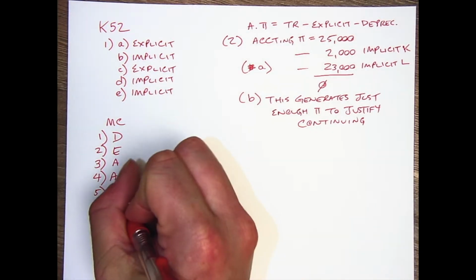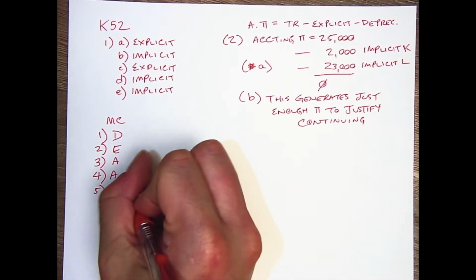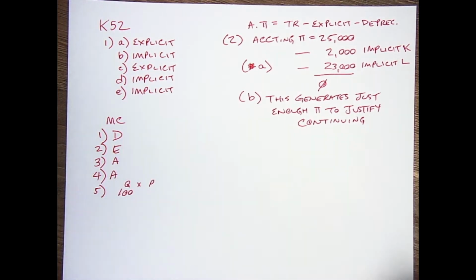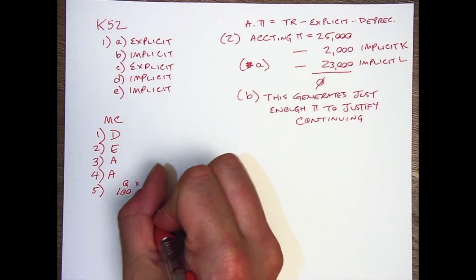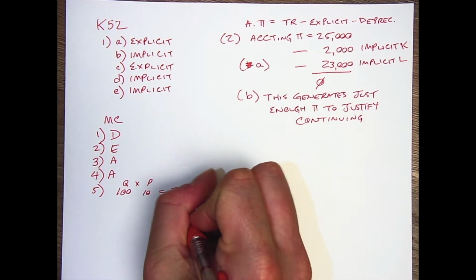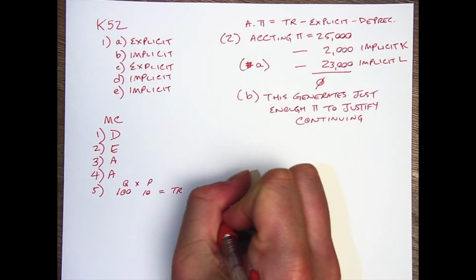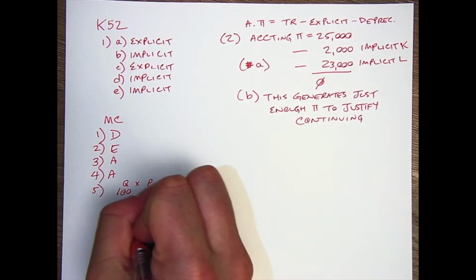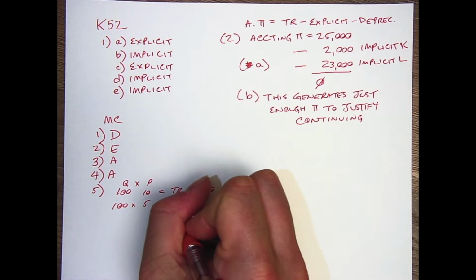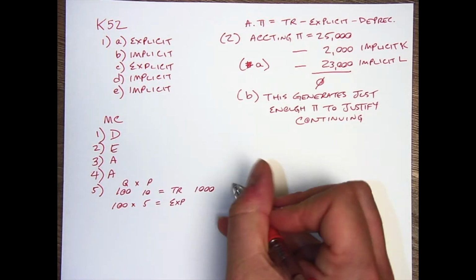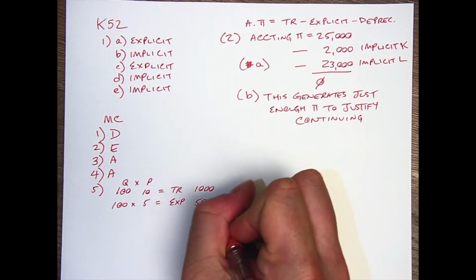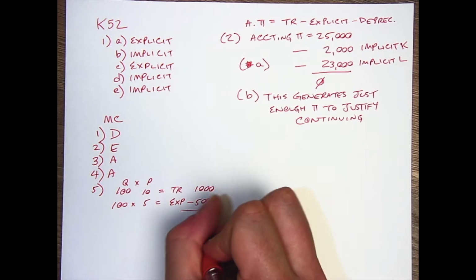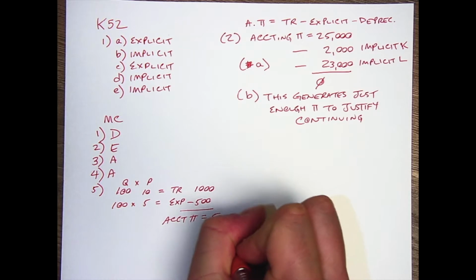So if you sell 100 shirts times the price, which is 10, that gives you the total revenue. So that's 1,000. And your explicit costs are 100 shirts times 5 to make. So that's your explicit costs, right? Your explicit costs are 500. So your accounting profit is equal to positive 500.